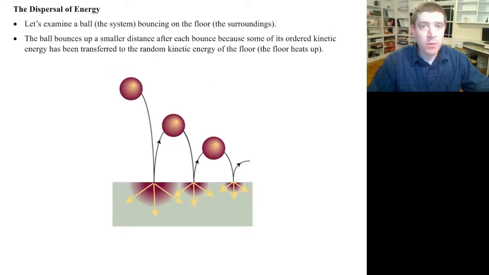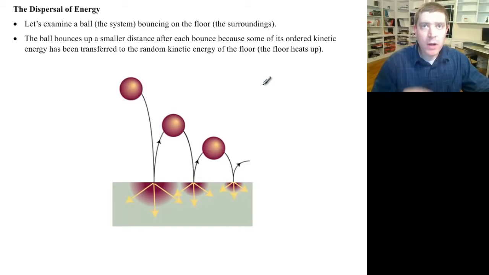All right, so let's go back to our example of a bouncing ball. We have a ball and it bounces on the floor. The ball is our system, so this is our system here, the ball. And as it bounces on the floor, we're saying the floor is the surroundings. The ball bounces and some of that kinetic energy gets transferred from the molecules in the ball into the molecules of the floor. That's symbolized by these arrows here. And every time the ball bounces, it's losing some kinetic energy to the molecules in the floor.